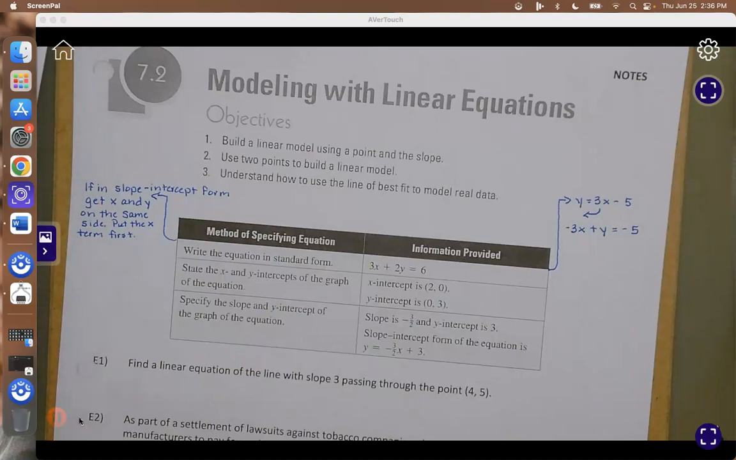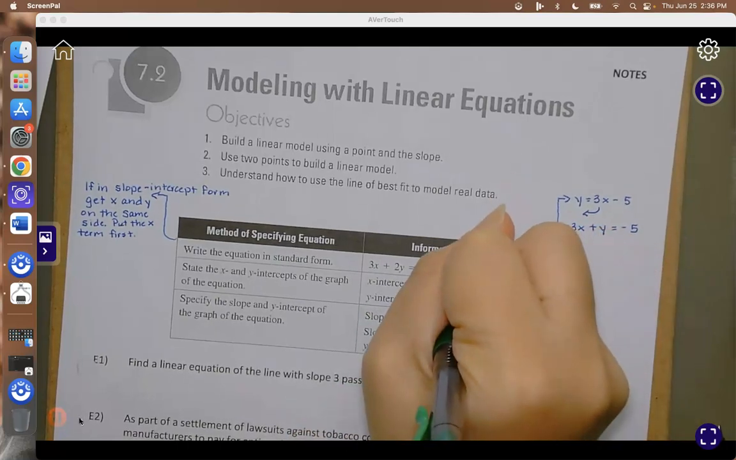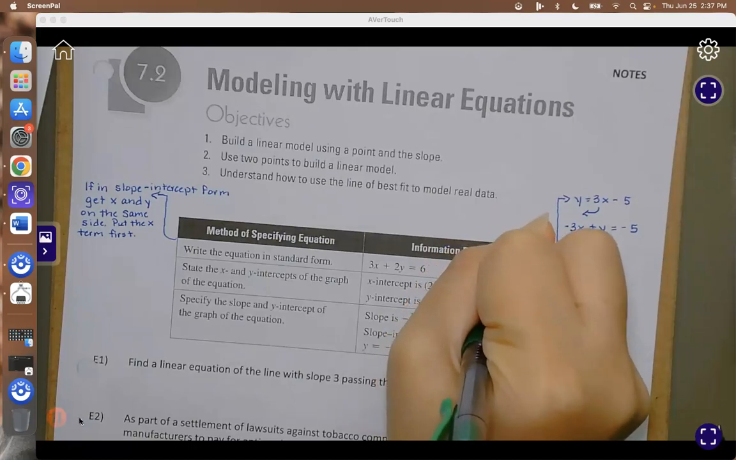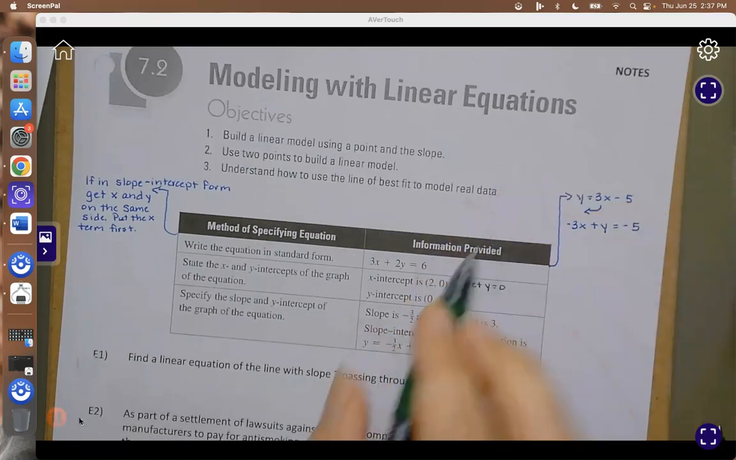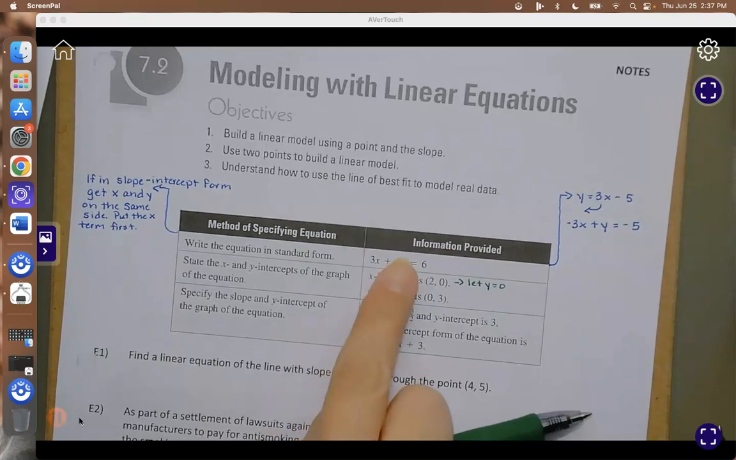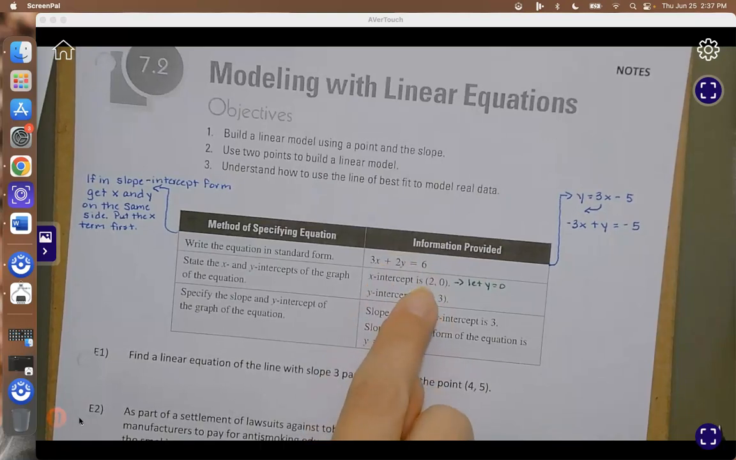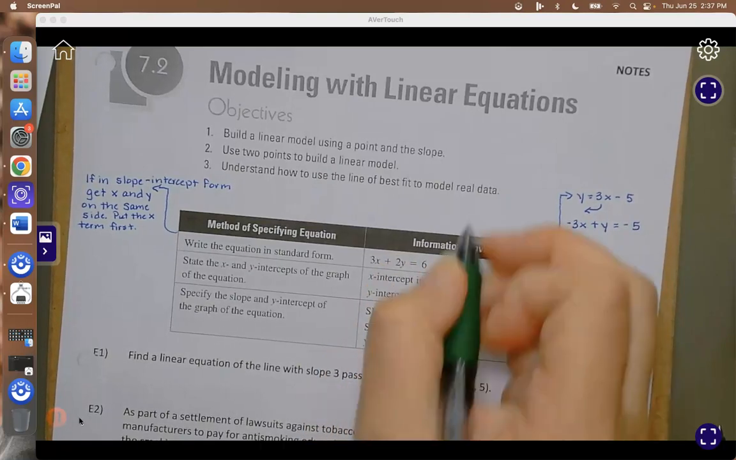So, what we need to do, these are the x and y intercepts of this equation right here. But how do we find those? To find the x-intercept, we let y equal 0. So if we let y equal 0 here, this goes away. So we divide 3 into 6, and that's 2. So your x-intercept would be (2, 0).